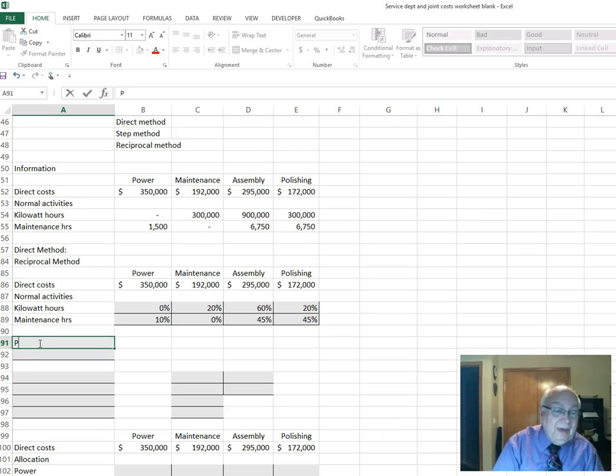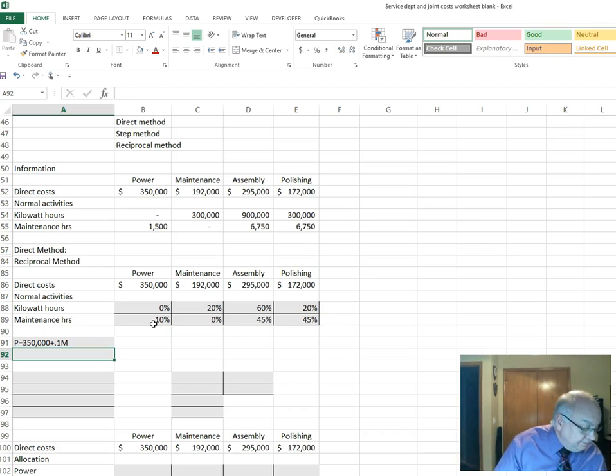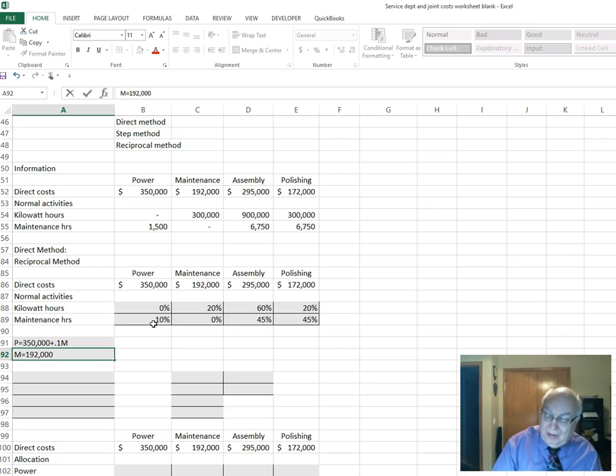So we're going to come up with the power is equal to, well, the power is the 350,000, I'm just writing this out, plus 10% of maintenance. Okay? And maintenance is equal to the 192,000 plus the 20% of power. Okay, because it's 20% of the kilowatt hours. Okay, so we have two equations and two unknowns.